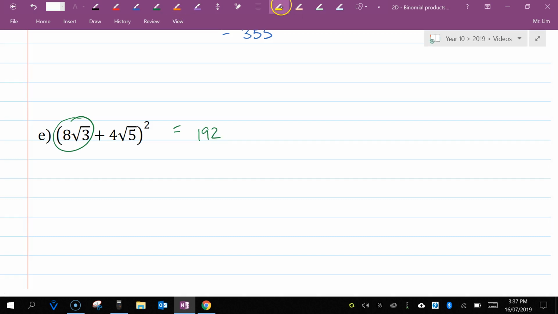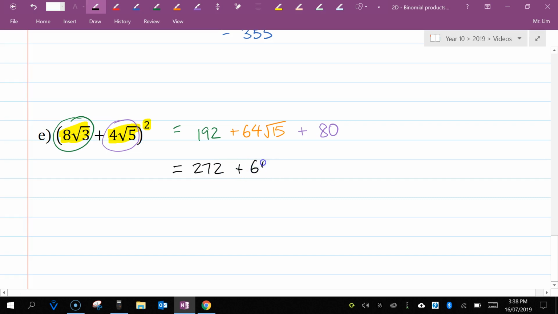We're going to multiply all 3 of these. So let's do that in orange. 8 times 4 is 32. Times 2 is 64. Root 3 times root 5 is root 15. And then we square the last term. 4 squared is 16. Root 5 times root 5 is 5. So 16 times 5 is just 80. And now we can simplify our answer. 192 plus 80 is 272. And then we've got our plus 64 root 15.